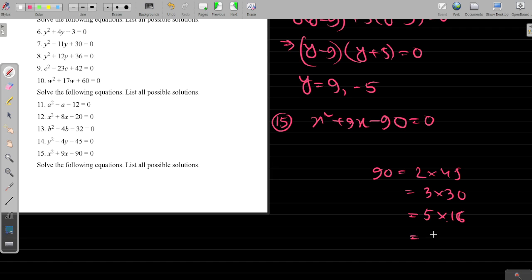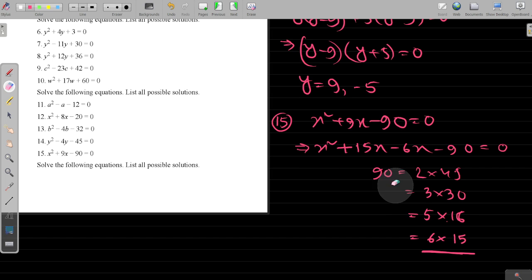Then 6 multiplied by 15. So 6 and 15 will produce 9. Okay, so x square plus 15x minus 6x minus 90 equals 0. Let me erase this one.